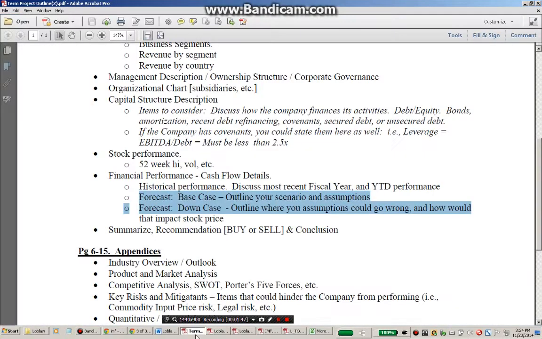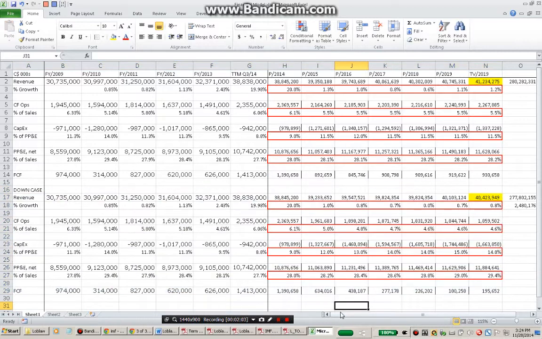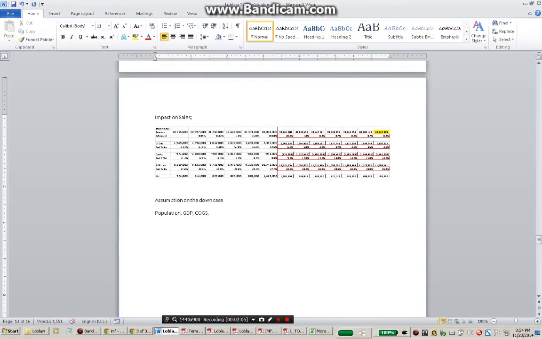Now, we need to actually take a look at our free cash flow. We need to come up with our valuation. Valuation, base. Before we get into our base case and down case, we need to know what our WACC is.